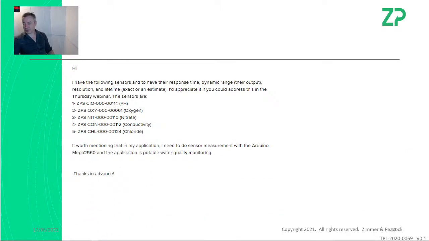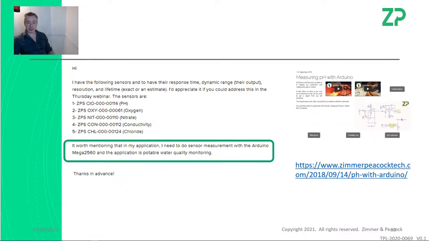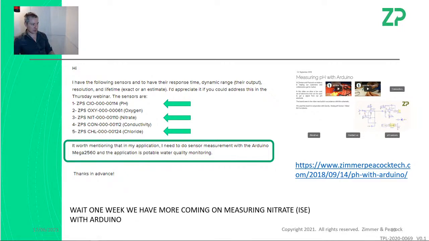Sorry, lots of questions, lots of answers, lots of discussion. We had a series of questions in, and the first thing that I noted was they were quite interested in using an Arduino board. It's worth saying that we do actually have some material on our website about measuring pH sensors with Arduino, and you can use that kind of solution to measure the pH, the nitrate, the chloride, because they're all potentiometric, ion selective electrodes. So you can use that solution for those.